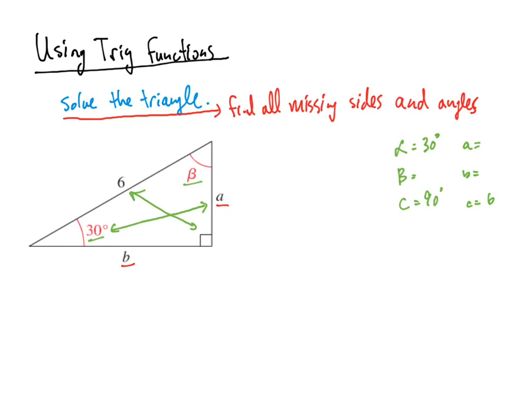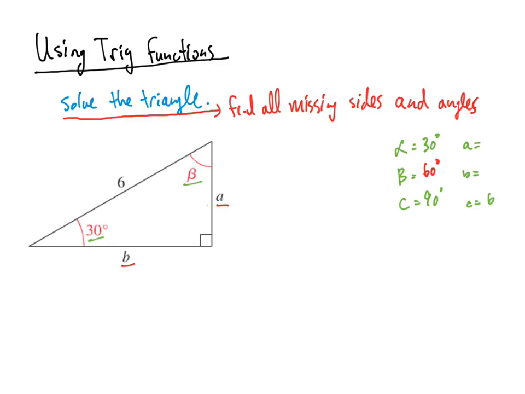Alright, so we want to find side A and B and then angle beta. Now angle beta is going to be easy because all of the angles in any triangle add up to 180 degrees. So if I have 30 and 90 already, we know that what's left over is 60 degrees. Alright, and because we have a right triangle, we can use some right triangle trig to find these 2 missing sides. So let's go ahead and find side A first.